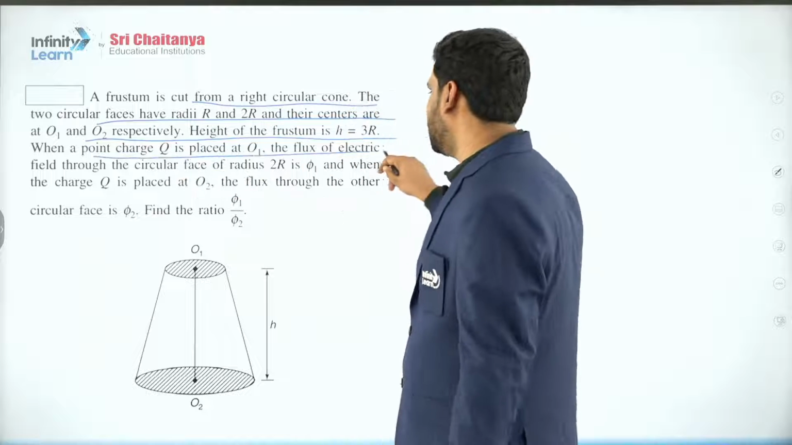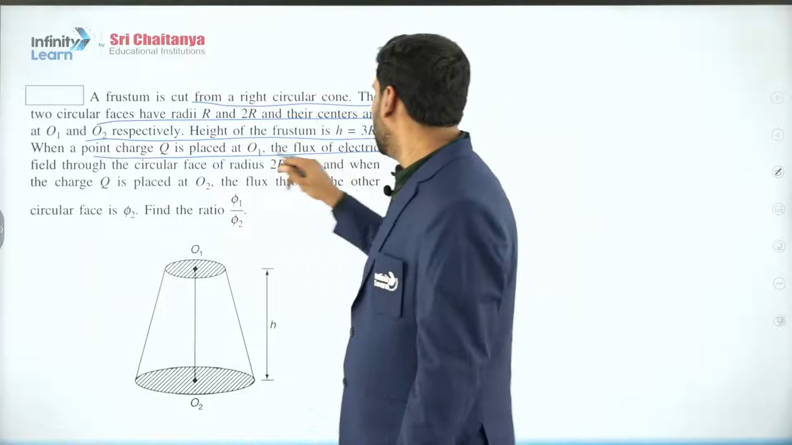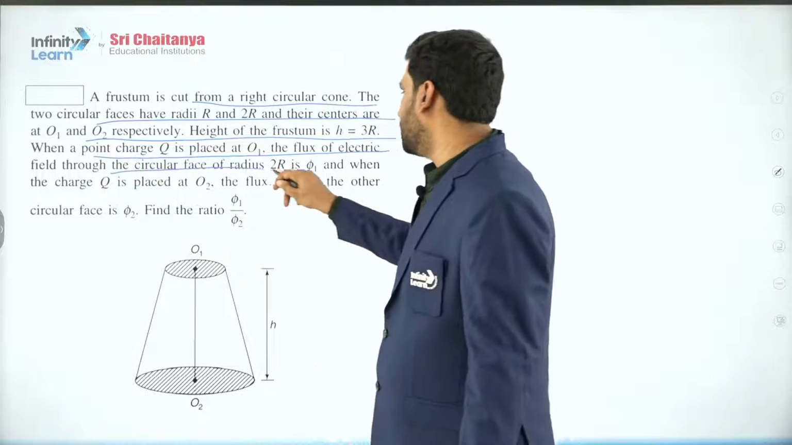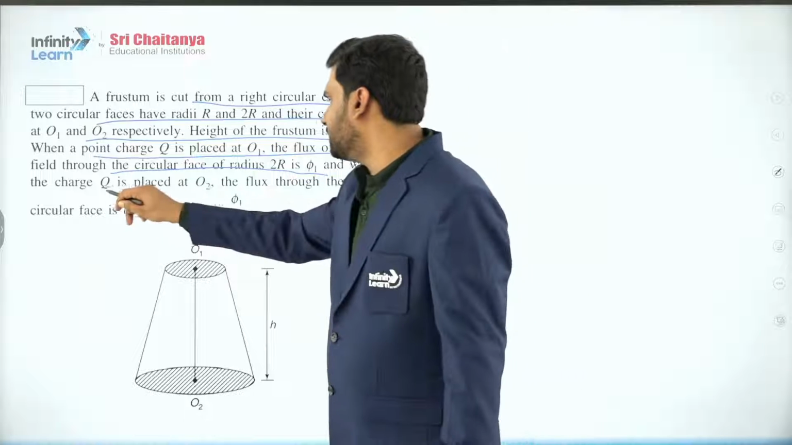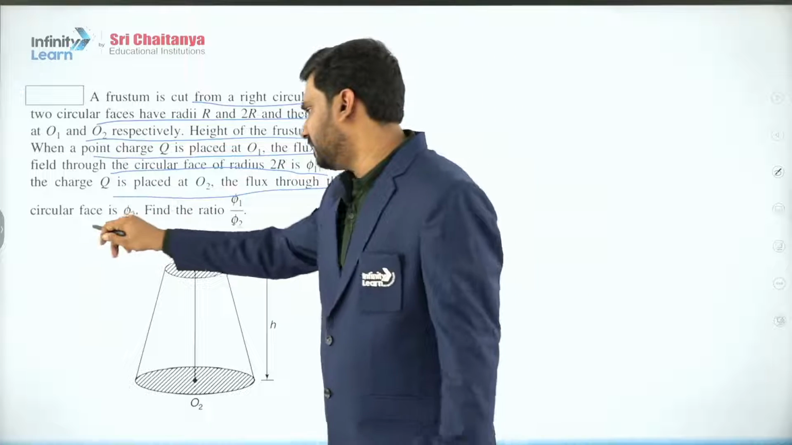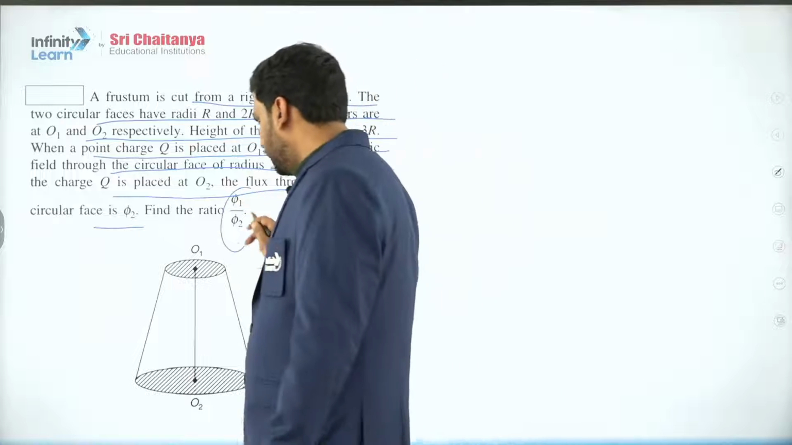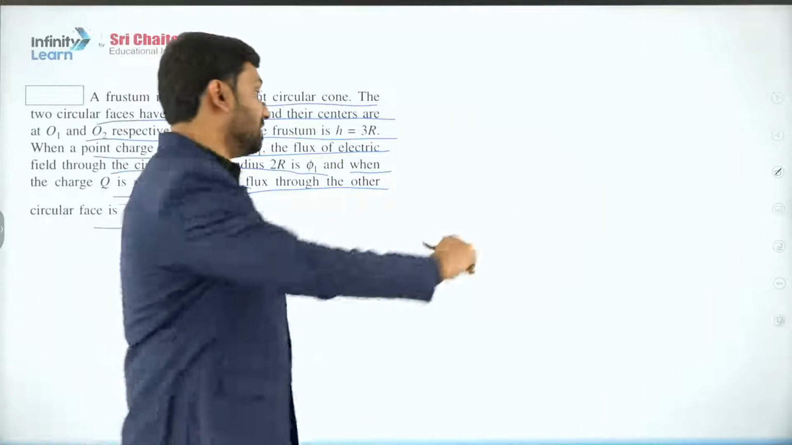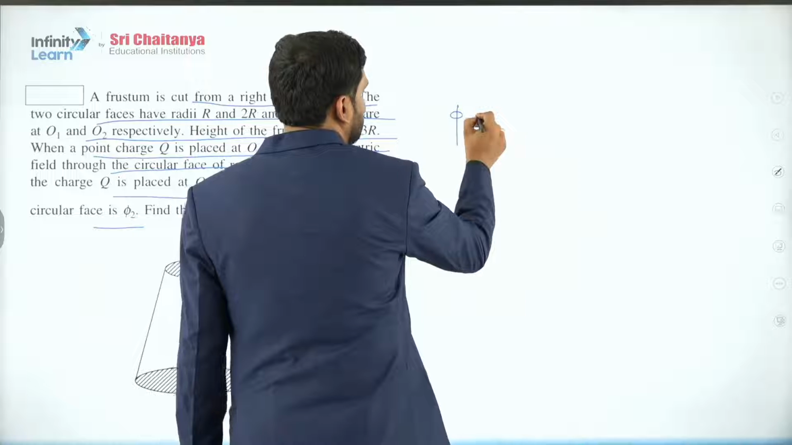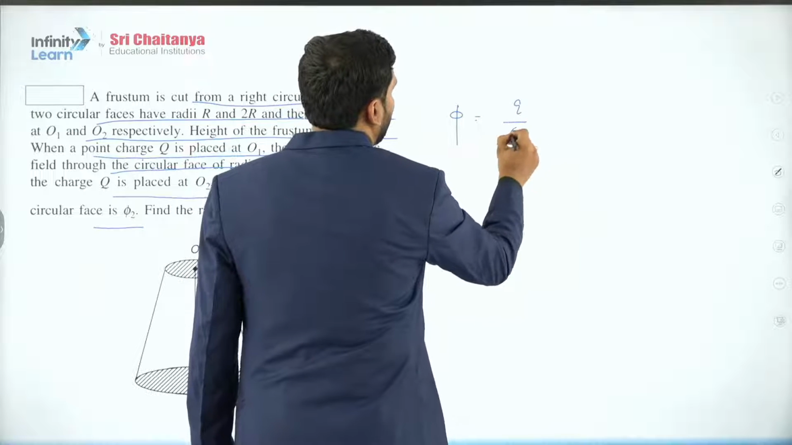When a point charge q is placed at O1, the flux of the electric field through the circular face of radius 2r is phi 1, and when q is placed at O2, the flux through the other circular face is phi 2. Find the ratio of phi 1 and phi 2. I will use the same concept. I will write phi is equal to q by epsilon naught.